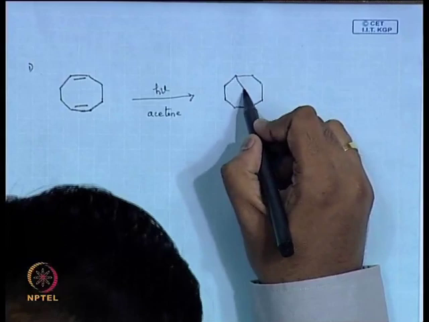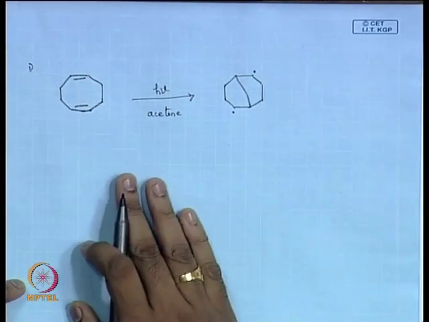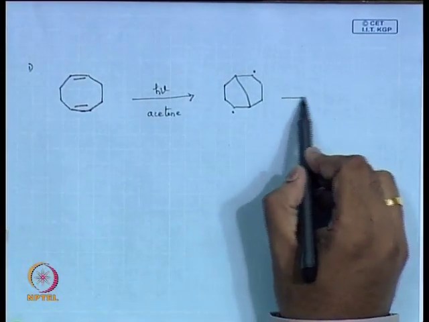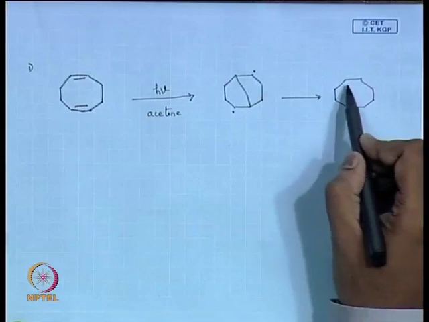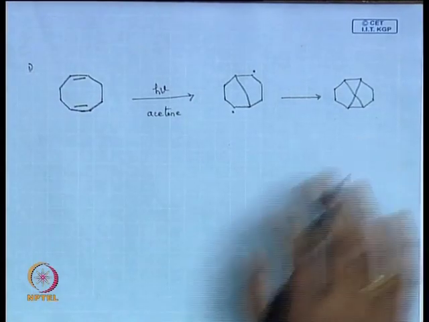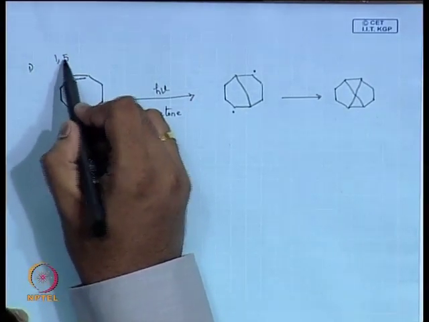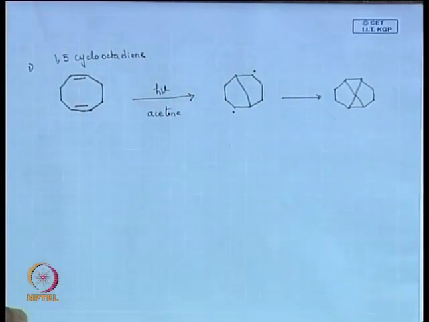So I get a radical. Okay, because it's radical chemistry. Okay, because I'm doing it in acetone, so it mostly goes by radical chemistry. Get a nice type of cross product when your carbon number is even. This is 1,5-cyclooctadiene. Nice.